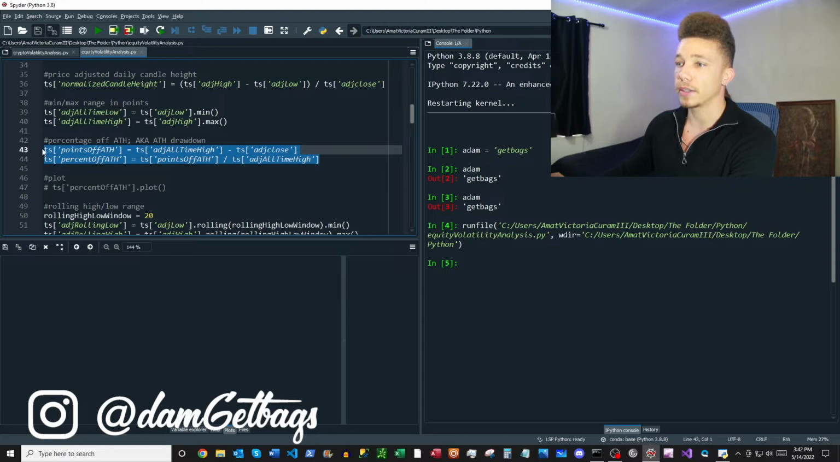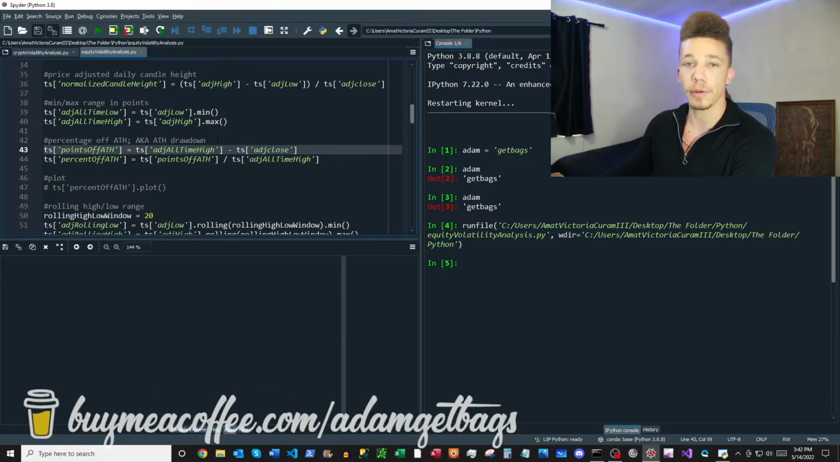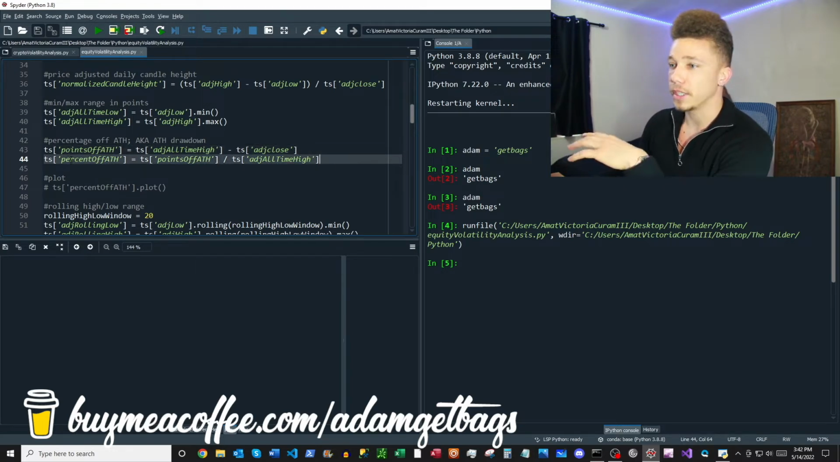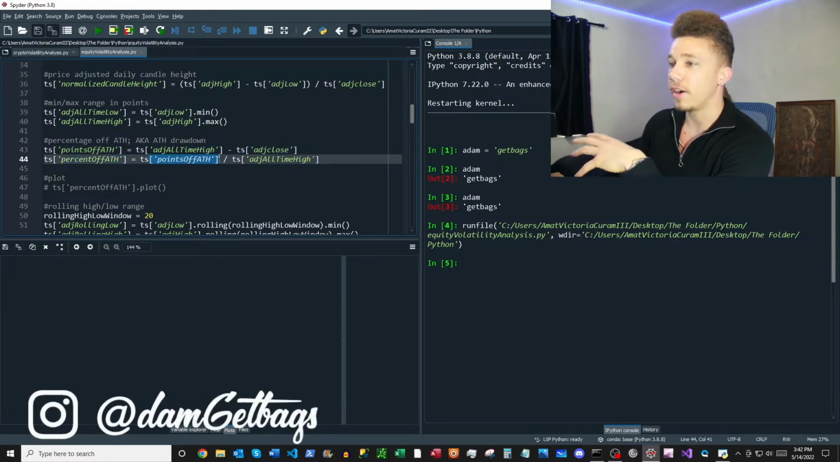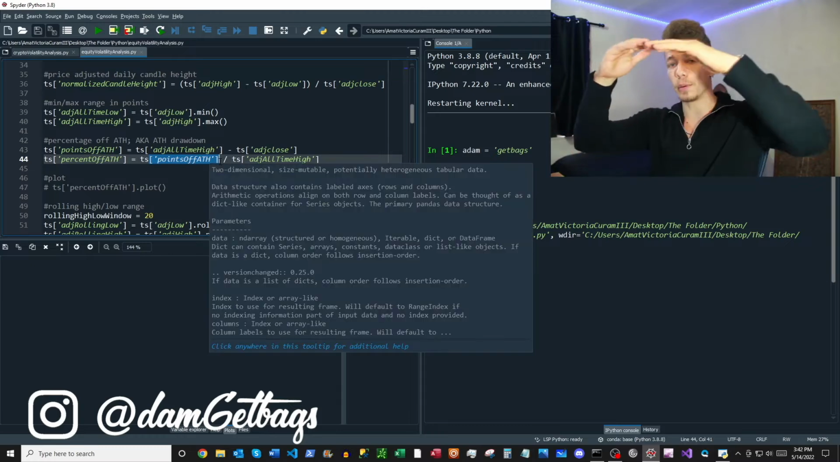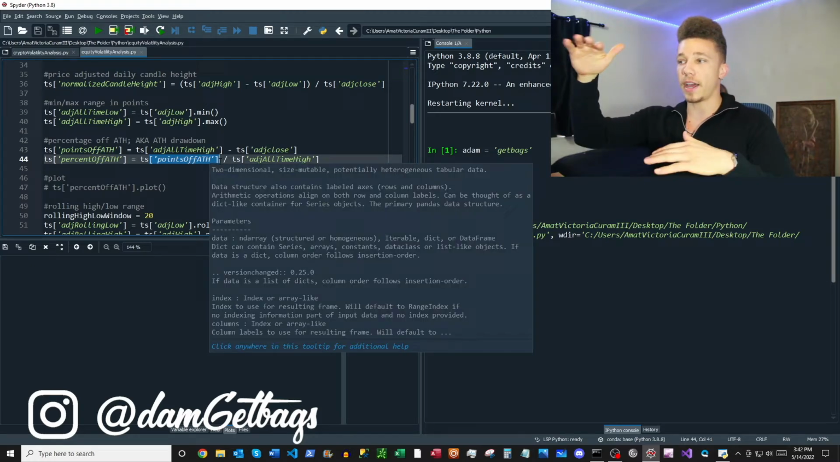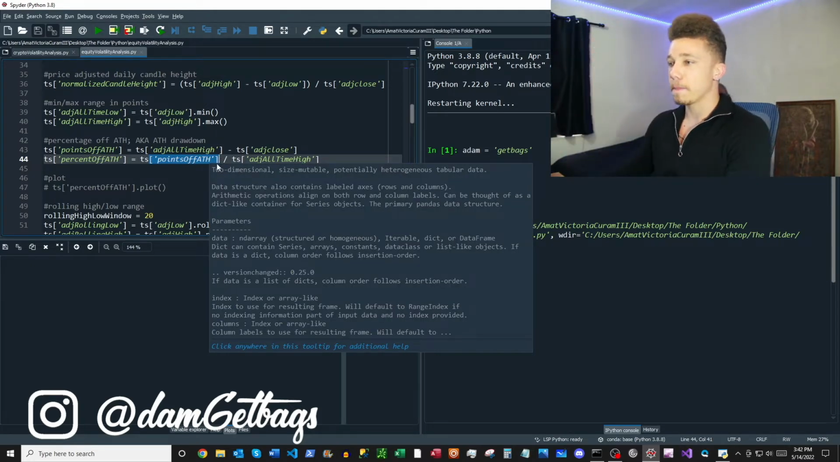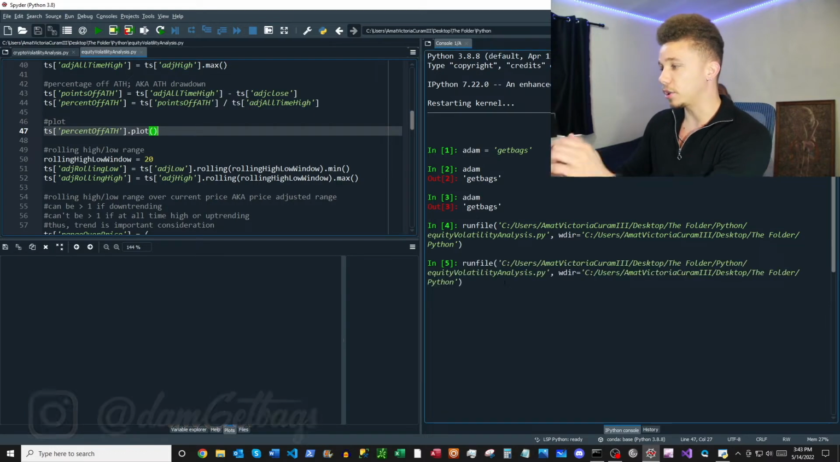And then we have a calculation here for points off of all-time high. So we take the all-time high, you subtract out the adjusted close price, and that's basically how far the current price is off of the all-time high price. So fairly intuitive, but that's in points. To get your percentage off of the all-time high, you take the number of points that you're down, and then you divide it by the all-time high price. And then that's the first one that we have a chart for.